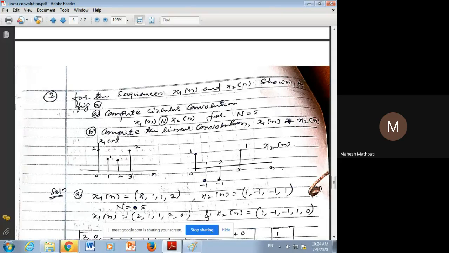What does it indicate? If n equals to 5, what does it indicate? It is 5-point circular convolution. And the B bit is compute the linear convolution from circular convolution. Can you do this?